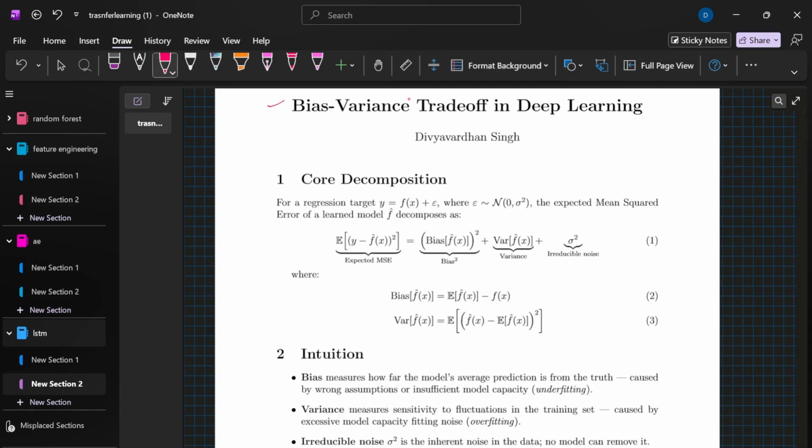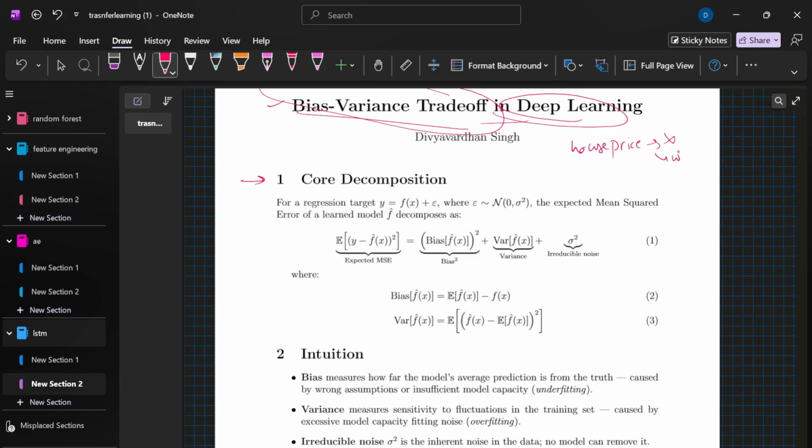In today's video, we'll be diving into one of the most important topics in machine learning, that is the bias variance trade-off. It's a part of deep learning also, that's why I'm covering it here. So just imagine that you are training a model to predict house prices, and your model makes a prediction. But what we want to know is whether it is wrong and why it is wrong.